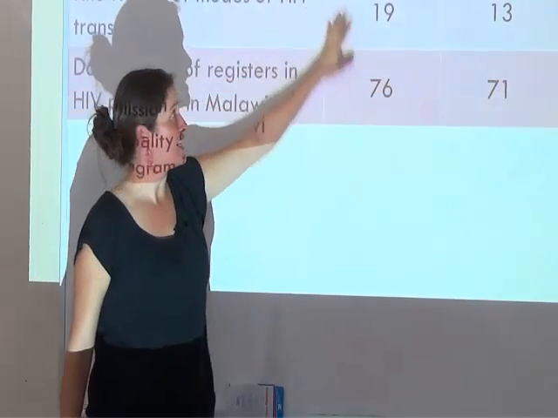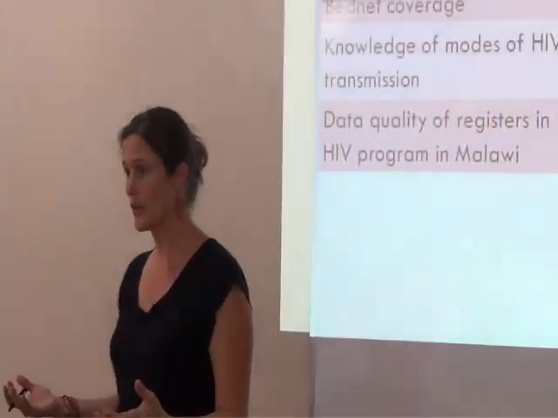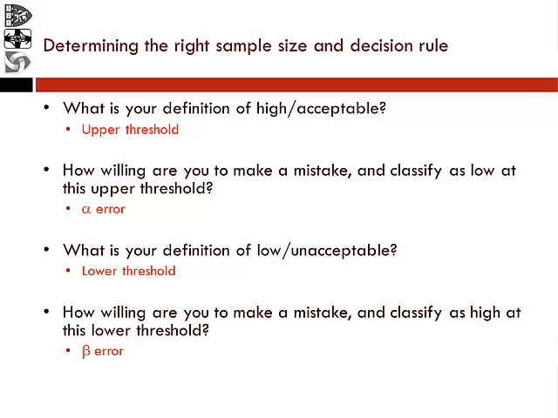So you can see that your sample size and your decision rule depends on your question of interest. You will have different sample sizes and different decision rules depending on what you are looking at and what the program manager says is their level of performance they're trying to achieve. So where did the 19 and 9 come from? Where did the 76 and 71 come from?